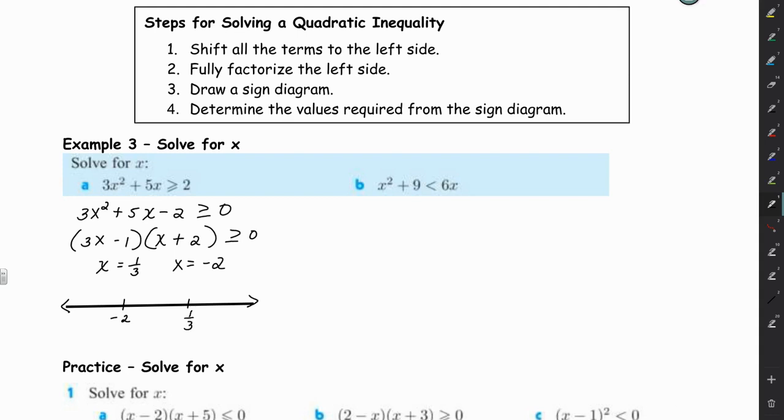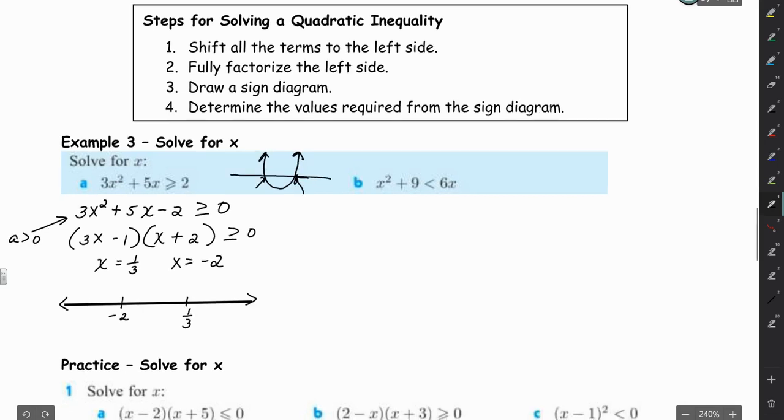Okay. Now we do know that we have a quadratic that has an a value greater than 0, so we know that we're pointing up. We have two intercepts. We have an intercept at -2. We have an intercept at 1/3. So we know before -2 it'll be positive, between them it'll be negative, and then after 1/3, it'll be positive.